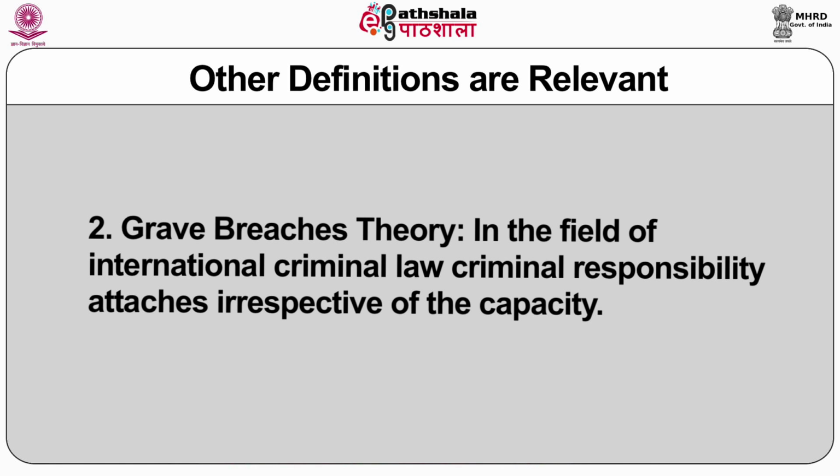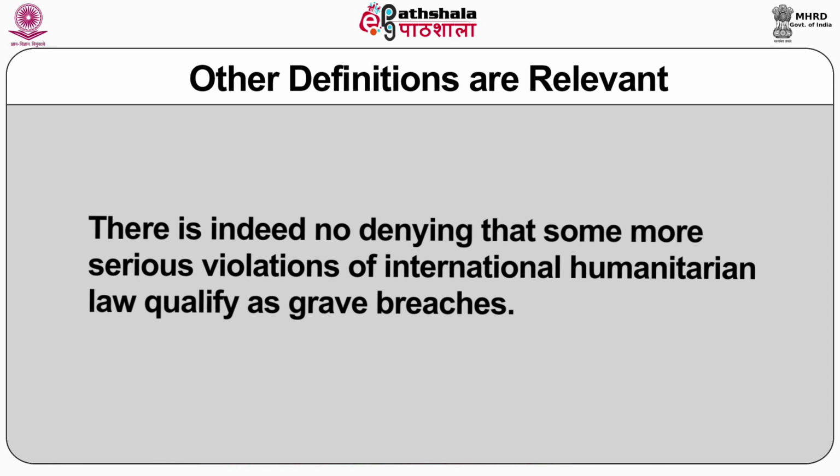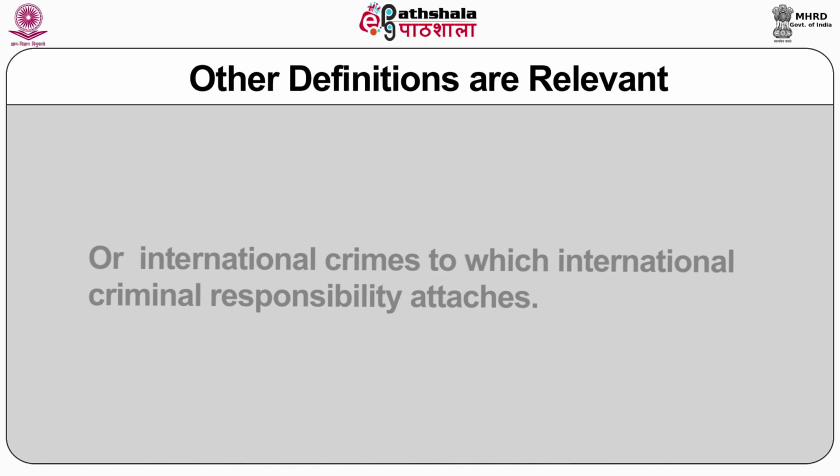The second rationale giving this explanation is the grave breaches theory. In the field of international criminal law, criminal responsibility attaches irrespective of the capacity. There is no denying that some more serious violations of international humanitarian law qualify as grave breaches or international crimes to which international criminal responsibility attaches.